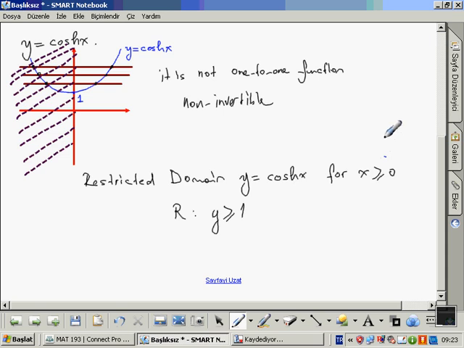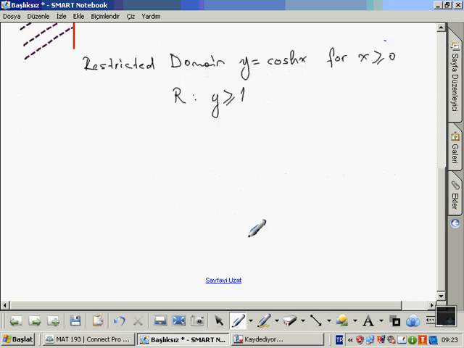What can we say about this? It will be easy to understand now because it's invertible. y equals inverse cosecant hx, and its domain will be larger than 1, and its range will be greater than or equal to 0.